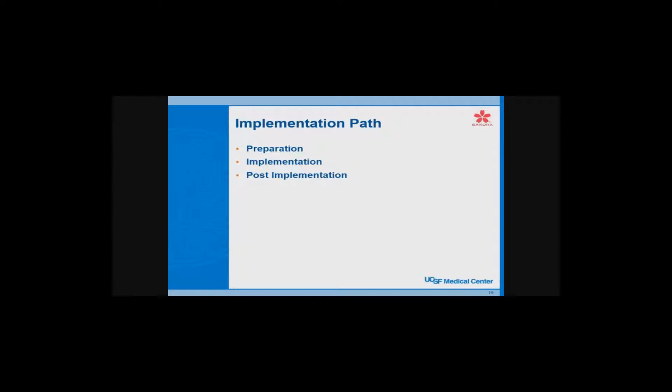So this is just an outlined implementation path. The first part is preparation. Second is implementation, and third is post-implementation. The preparation part is the longest. We were talking about years sometimes. We spent probably 2 years preparing for this, looking at systems and things, and then implementation is probably anywhere from 4 to 6 months. And then post-implementation might be 2 to 3 months cleaning up issues afterwards. So we're going to go through each of these types of things. I'll give you a little bit more detail.